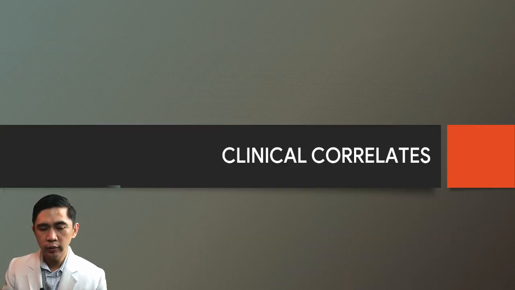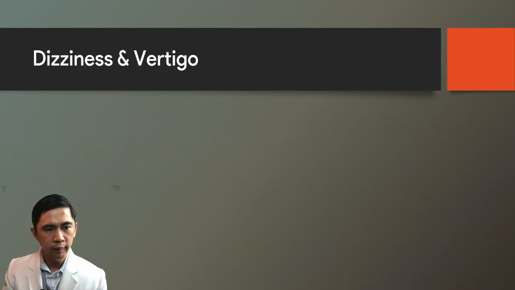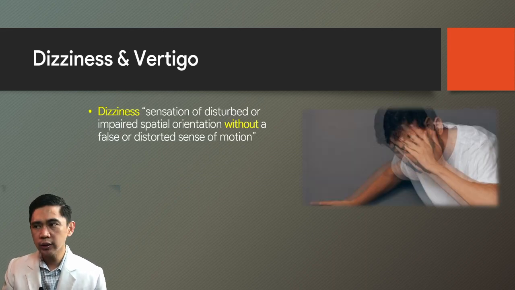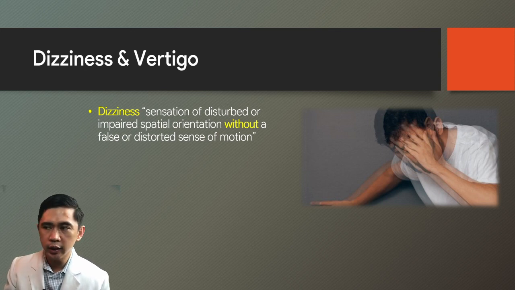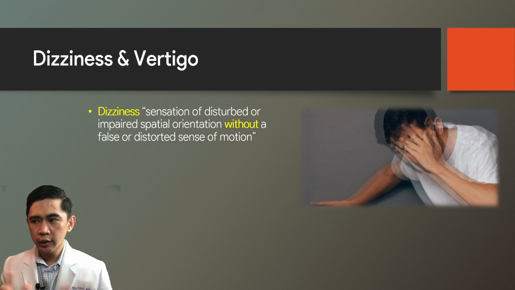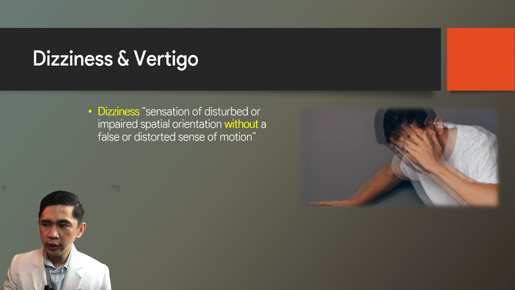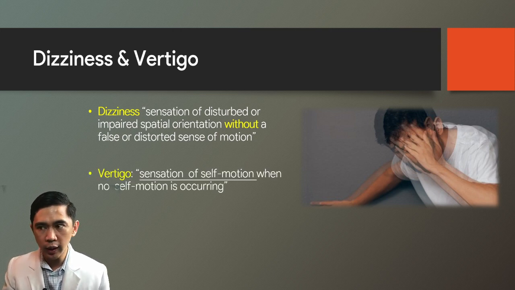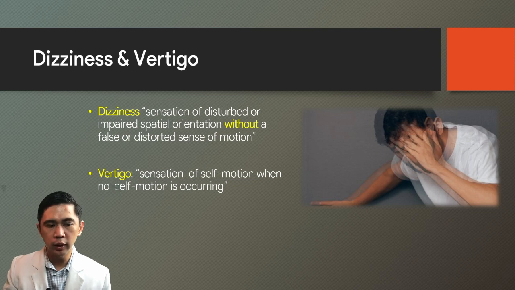So let's go now to clinical correlates. Dizziness and vertigo. Dizziness is a sensation of disturbed or impaired spatial orientation without a false or distorted sense of motion. So dizziness is actually an impaired spatial orientation, but there's no sense of motion. If you have a sense of motion but there is no actual motion, it is what we call vertigo.